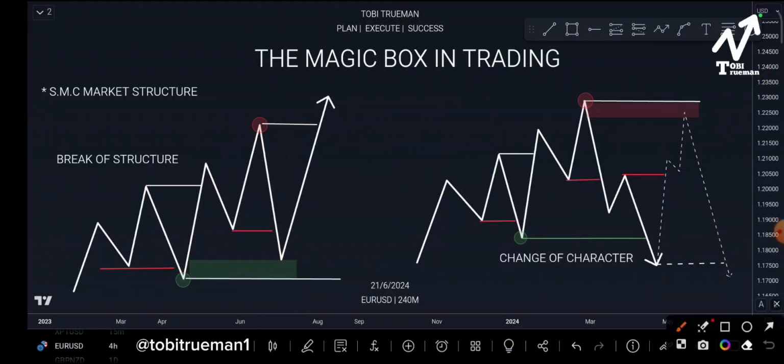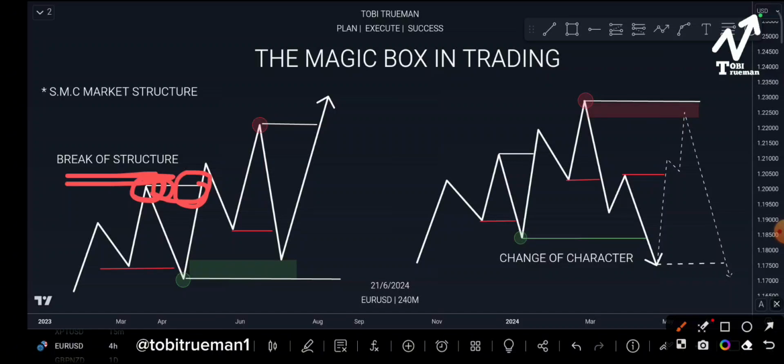Now, how do we know that this is a valid break of structure? All these things are in the videos on my channel, you can go and watch them in the playlist of the smart money concept. Now, this is a valid break of structure, because there is going to be a candle body closure above this high point. So when you watch the video, you understand what I'm talking about.